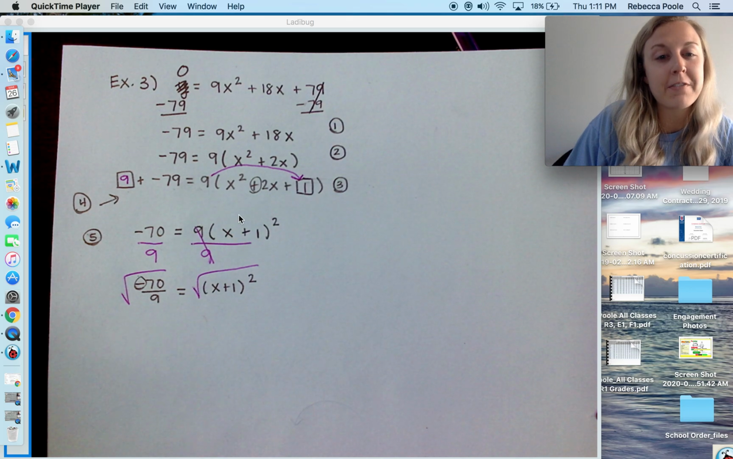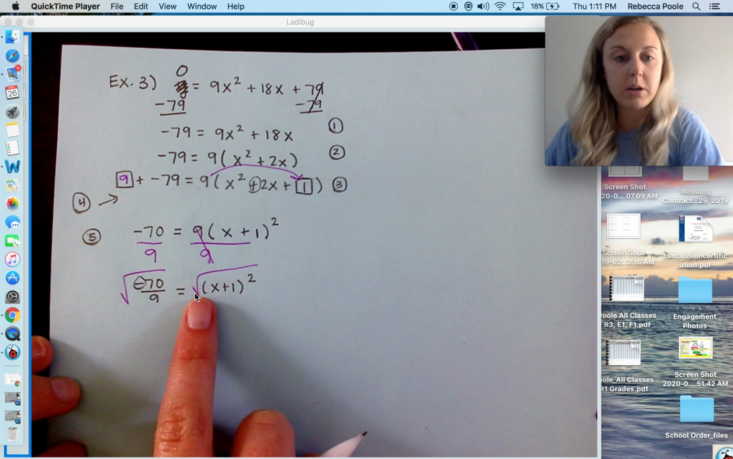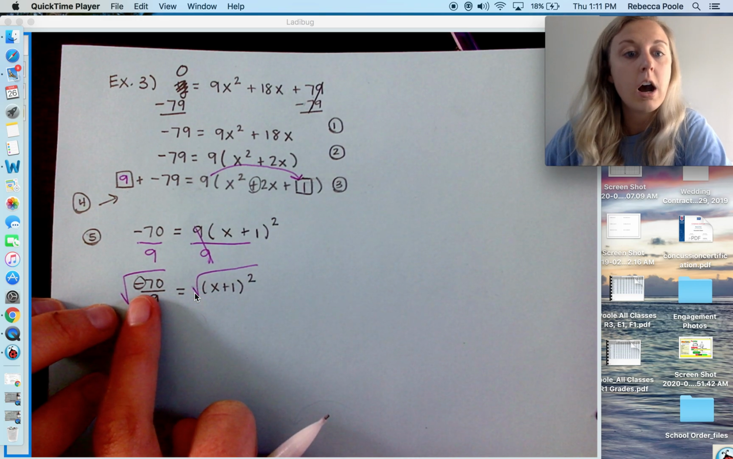So we're solving for the squared term here. So we took the square root of both sides. Everybody should be good with this. I'm sorry that it cut off again.